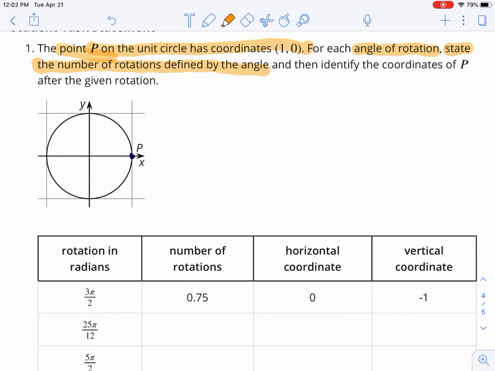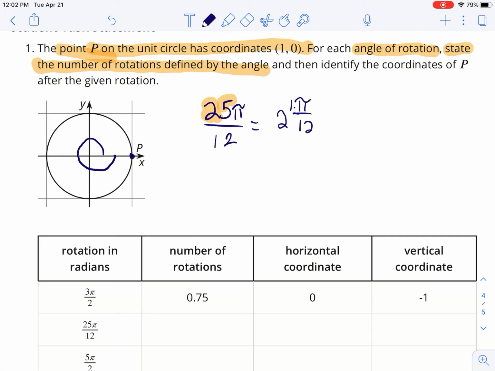So in our first one, we have 25 pi over 12. With this, you can see that that's going to be bigger than 2 pi. So we're going to be going all the way around, and if we divide 25 by 2, we're going to have 12, and then a little bit left over. We're going to have pi over 12, 1 pi over 12, left over.